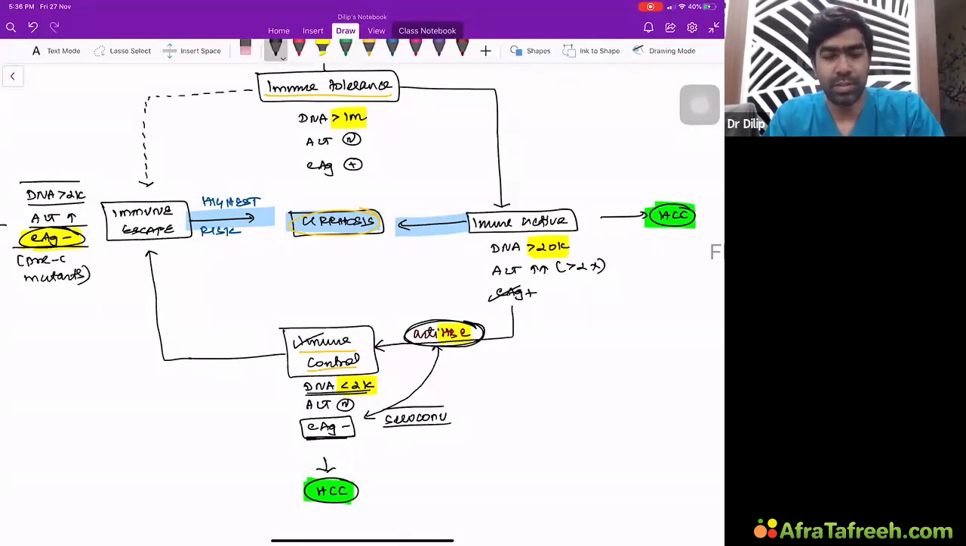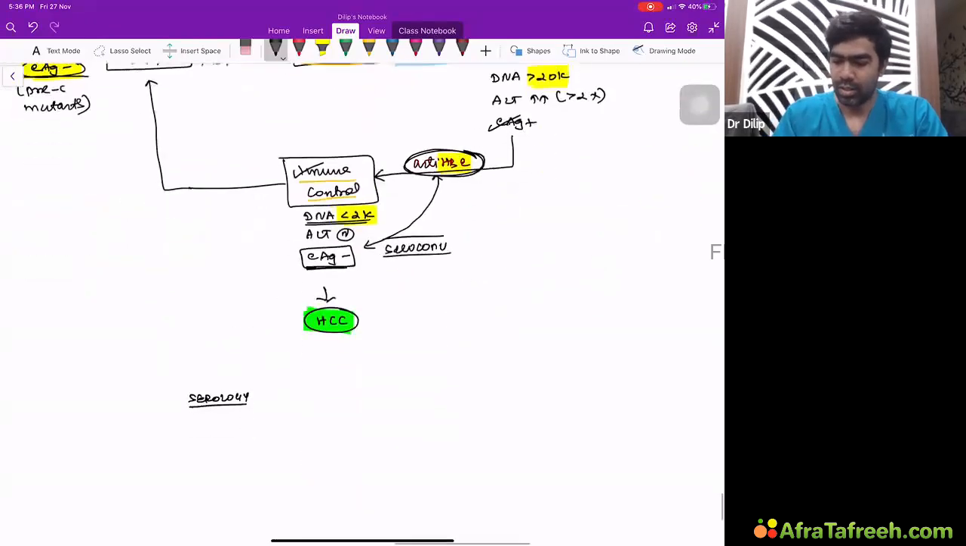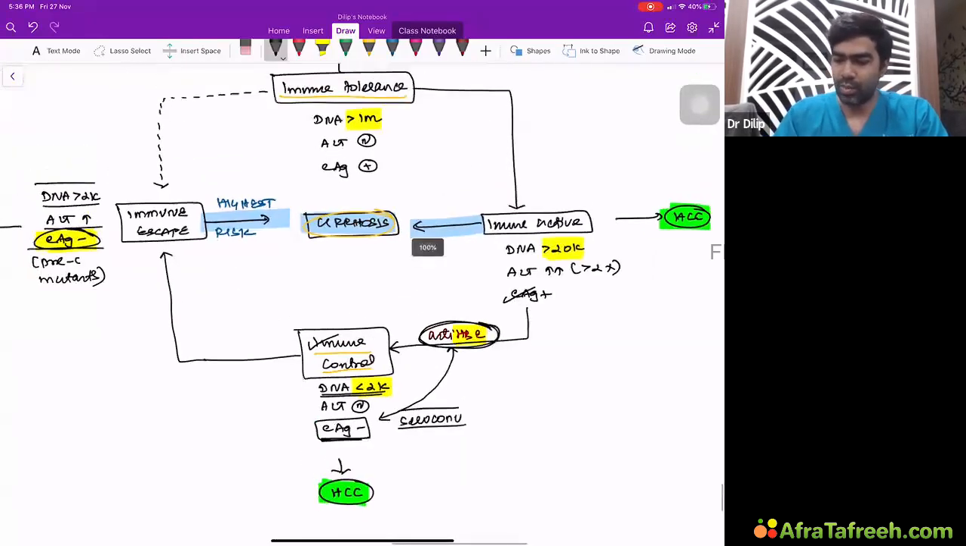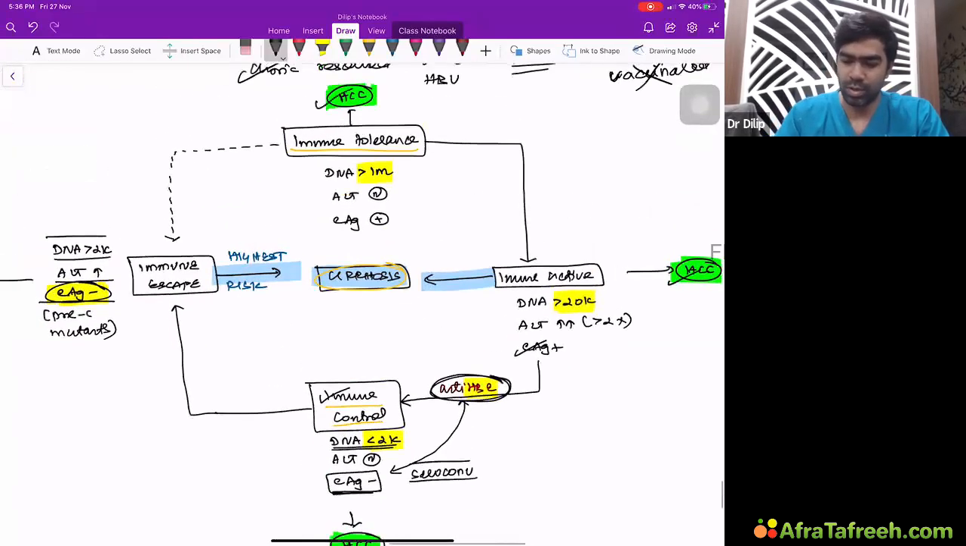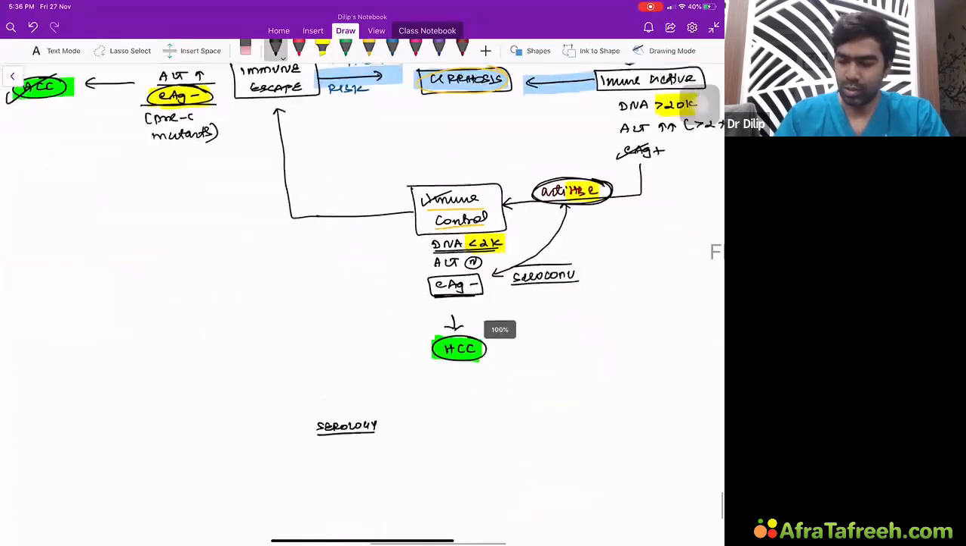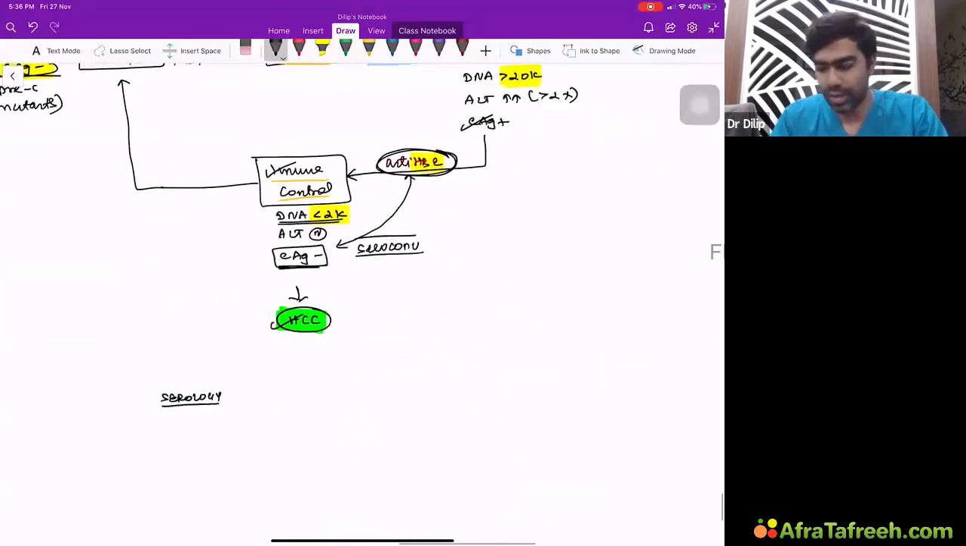Maximum risk of hepatocellular cancer, which phase? There is nothing like hepatocellular cancer having a maximum risk in one of the phases. Hepatocellular cancer can happen equally in all the 4 phases. That's what is very important to understand here. There's no single phase where you can tell HCC risk is very, very high.